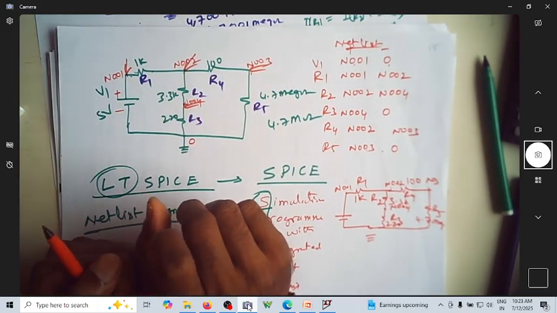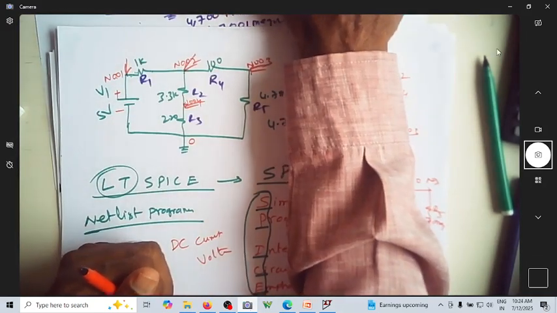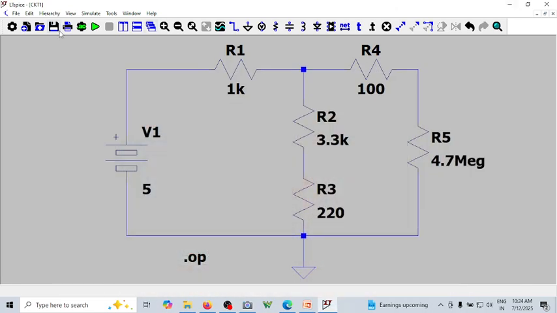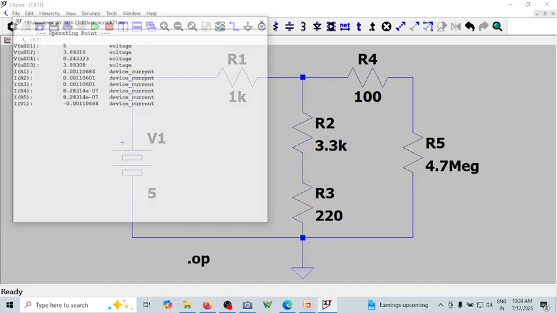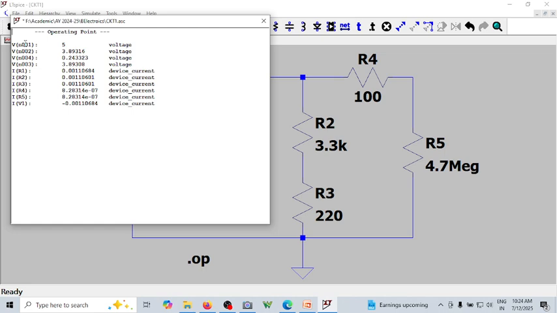So where are those voltages available? All the voltages are available in this. Whenever you do .op, it will list all of them. These are all node voltages at each and every node. So how do you name the node? Node naming is not done by you.